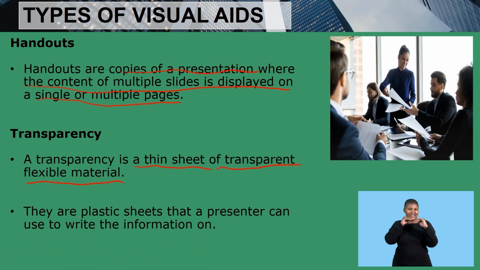They are plastic sheets that a presenter can use to write the information on. So when we talk of transparencies, we are referring to a plastic sheet that is being used on an overhead projector, whereby the presenter is able to write whatever information that he or she wants to be projected to the audience, so that they can see that information.